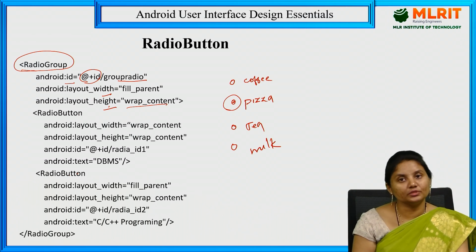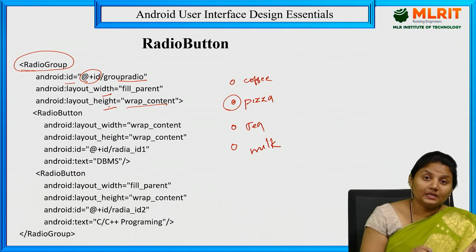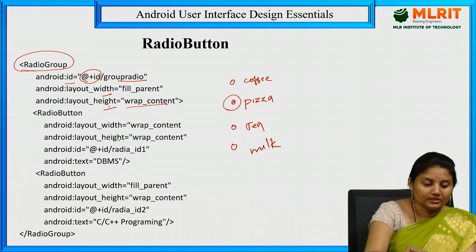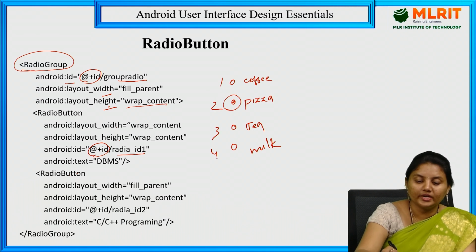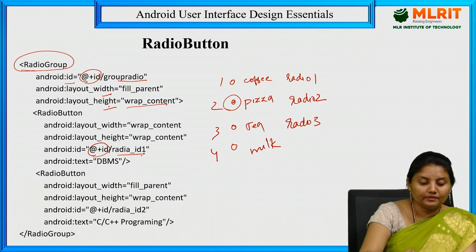For spinner, we use spinner as a component. For checkbox, we use checkbox as a component. For radio button, again we use radio button as a component. But radio button is a subtag of your radio group. So radio button has layout width, height, then ID. ID is again for how many radio buttons you have, so those radio buttons have to be differentiated. If you are giving 1, 2, 3, 4 radio buttons, you have to give radio1, radio2, radio3, something like this. Again this is user defined, just to differentiate between the different radio buttons.